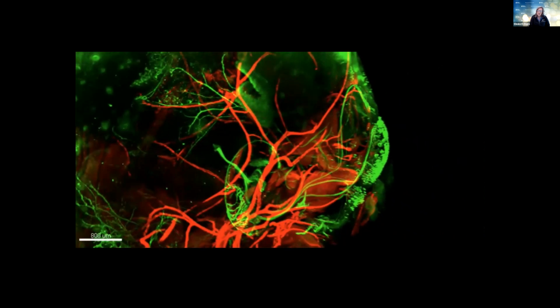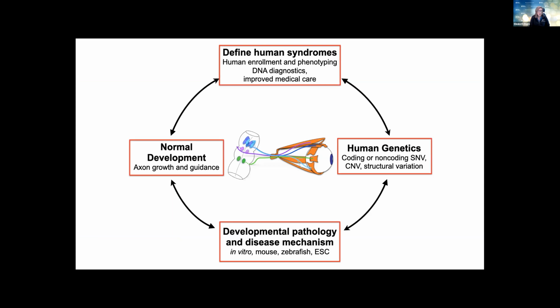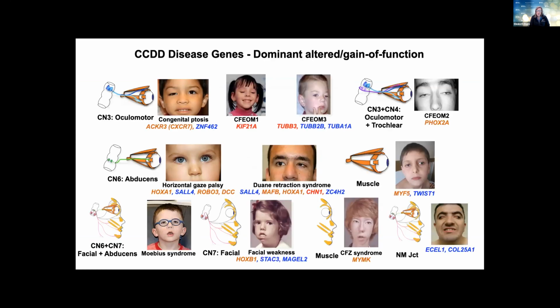Thus, we approach the CCDDs in a very similar way to others who are on this call. We identify the spectrum of human disorders, try to define their genetic etiologies, study their developmental pathology and disease mechanism, as well as the role of the gene in normal development. And this in turn hopefully informs both neurodevelopment and patient care. So using this approach, we've defined a series of Mendelian genes that when mutated cause very specific forms of CCDDs.